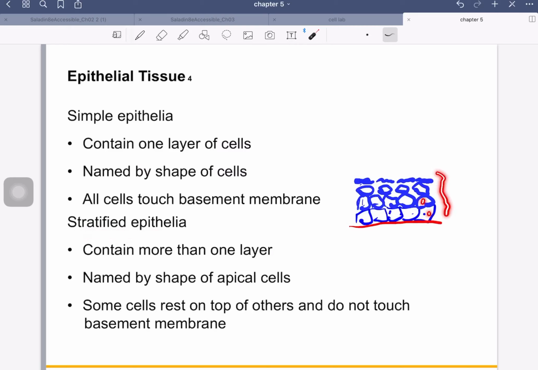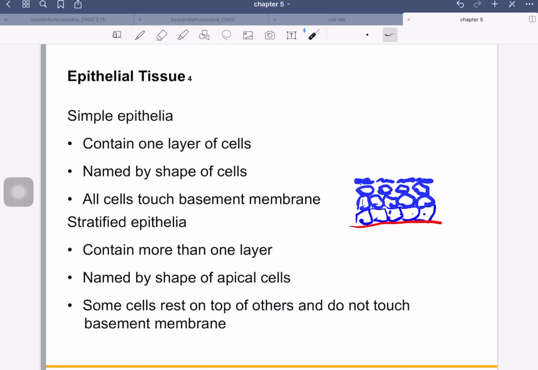You can see that there's a number of layers, so it contains more than one layer. Now how do I name a stratified epithelium? Because remember, it's how many layers, so I already know it's stratified, which means a number of layers, but then I have to describe the cell shape.